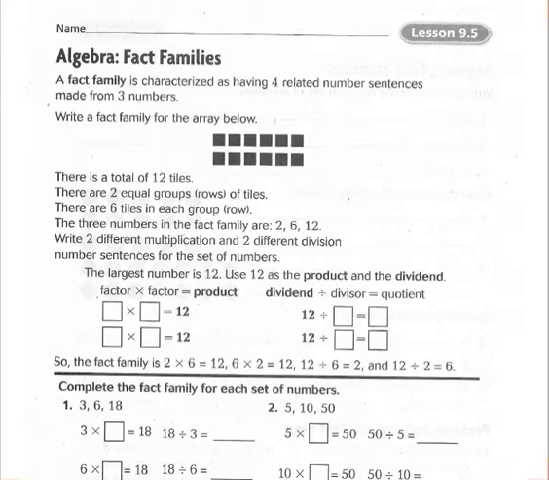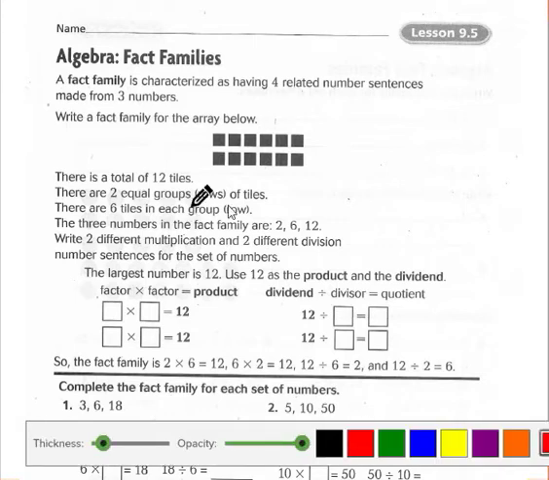What fact family is represented by this array? Well, we know there are 12 tiles. We know there are 2 rows and 6 in each row, or 6 columns. So our 3 numbers in our fact family are 2, 6, and 12. You can then create 4 different number sentences. Sorry, forgot the word for a second.